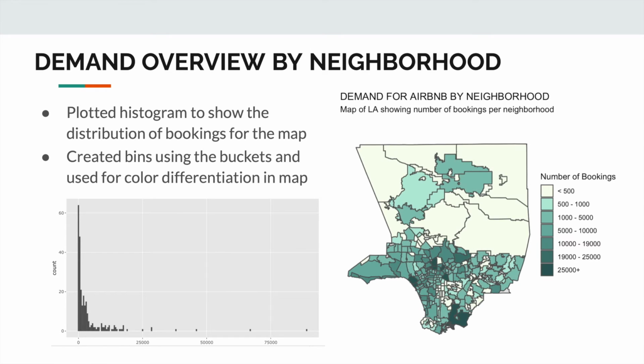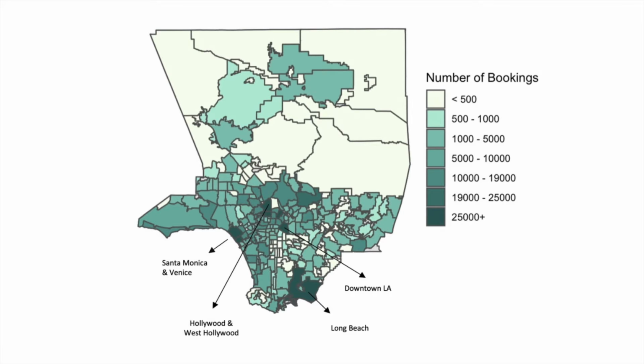So now in the final map, there is a clearer distinction between the low demand and high demand neighborhoods. And then when you zoom into the graph, you can actually point out the popular neighborhoods. Just to highlight a few, we noticed that the Hollywood area was very popular, similar to downtown LA, Long Beach, and Santa Monica and Venice.